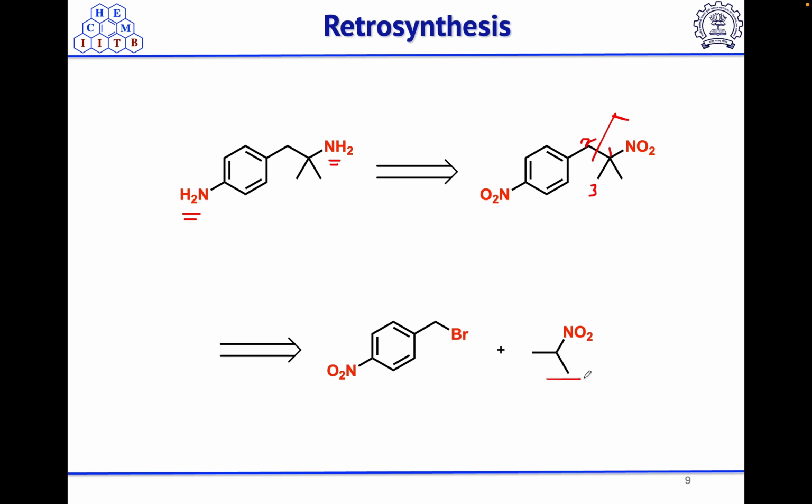So this nitro isopropyl group, as well as this 4-nitrobenzyl bromide or para-nitrobenzyl bromide. So this will be your electrophile and this is your nucleophile. Basically you can easily generate the carbanion here and it will undergo SN2 to give this product. Any doubt?